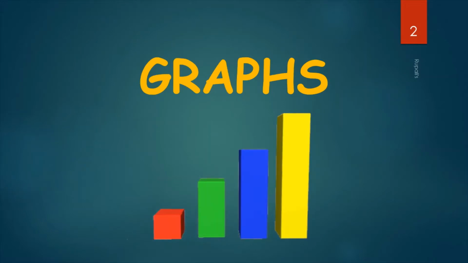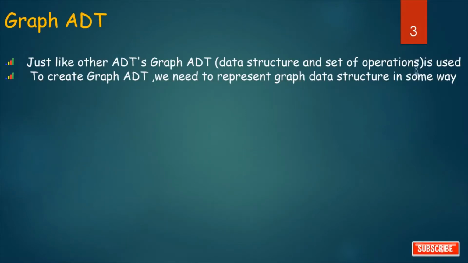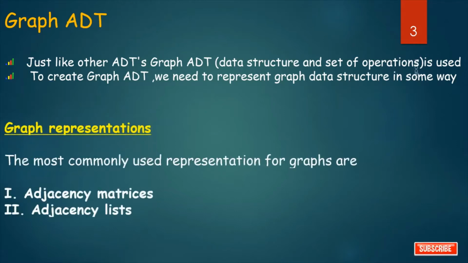So graph is an ADT, that is abstract data type. Just like other ADT, graph ADT also has some data structure and some set of operations. To create graph ADT, we need to represent graph data structure in some way. Today we will learn how to represent graph data structure in memory. So, graph representation. The most commonly used representations for graphs are adjacency matrix and adjacency list.